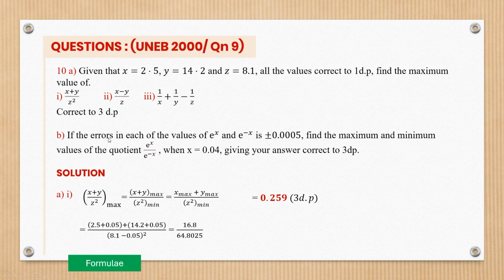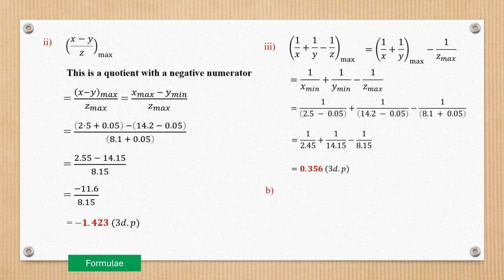So for part B, we're being told that if the errors in each of the values, so we're looking at new values, e^x and e^(-x), is that. So we've been told the errors in each of them is given by that. Find the maximum and minimum values of the quotient e^x over e^(-x) when x is 0.04, giving your answers to 3 decimal places. So for that case, we can first solve for e^x. Now we've been told the errors in them, we know what that is. Then we've been told that x is 0.04. So when I press this in my calculator, I'll have 1.041 plus that, and the answer I'll get is 1.0415.